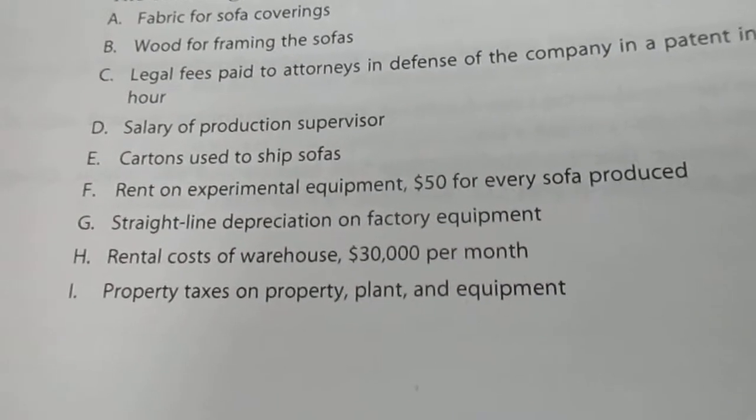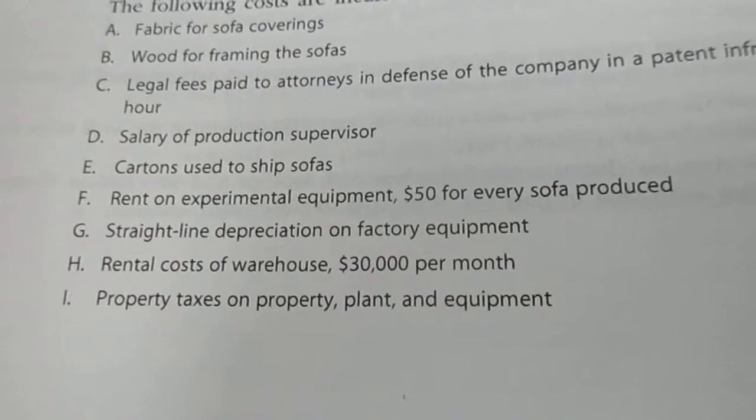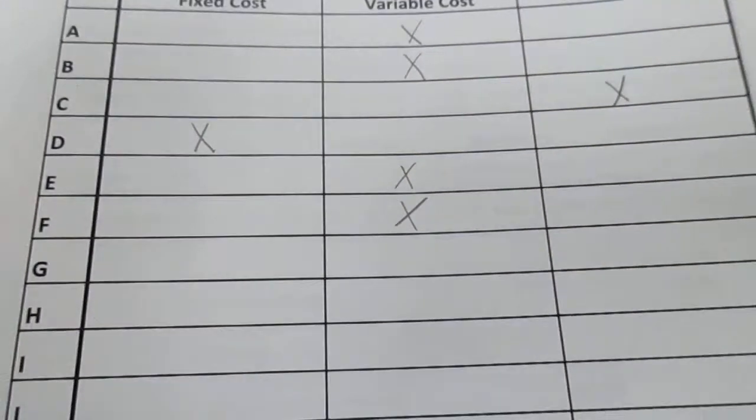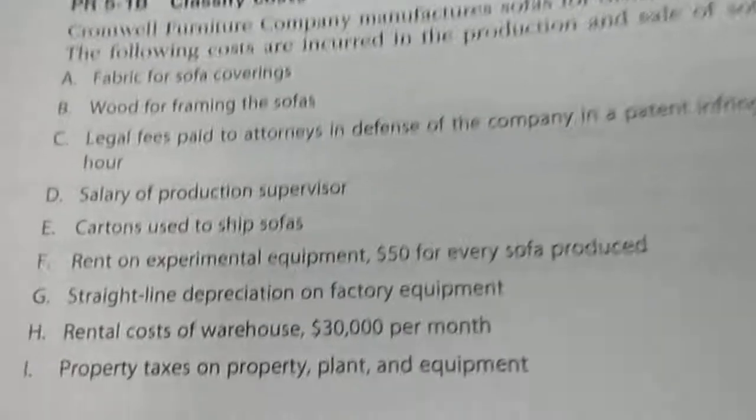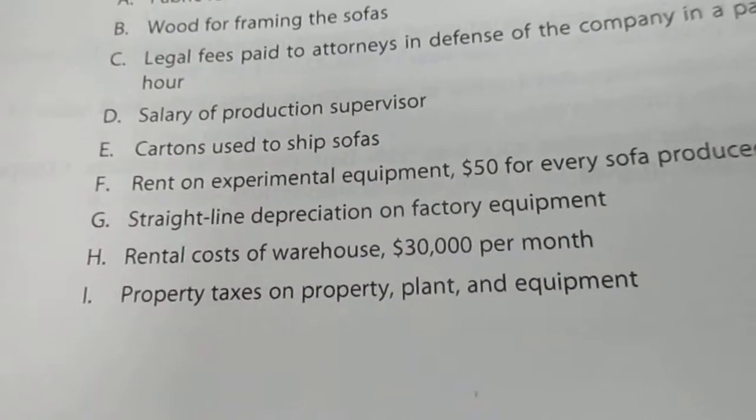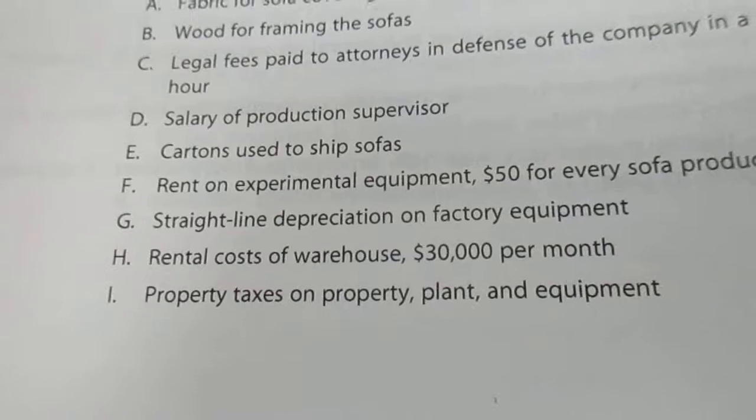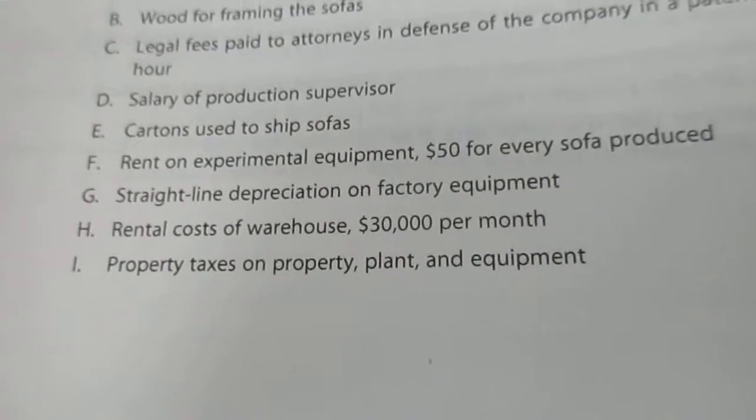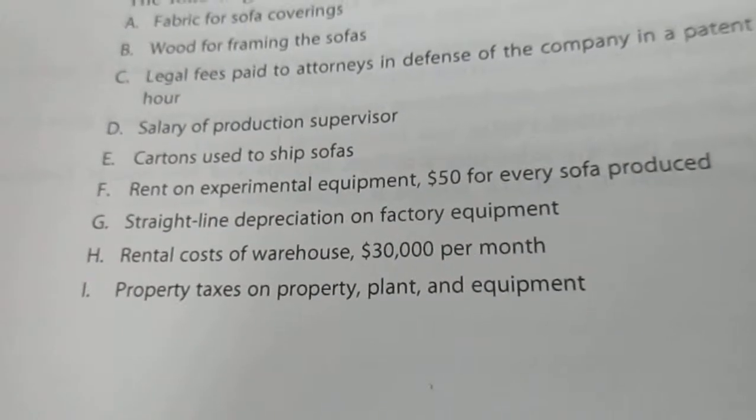Letter F, rent on experimental equipment, $50 for every sofa produced. Again, we have no idea how many sofas we're making, so that becomes a variable cost. G, straight line depreciation on factory equipment. Okay, we're talking straight line here, so it's going to be the same no matter what, so that's a fixed cost. H, the rental cost of the warehouse is $30,000 per month. Again, it doesn't change, so it's fixed.